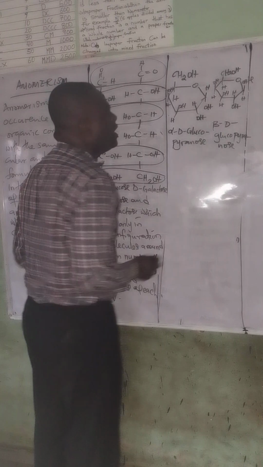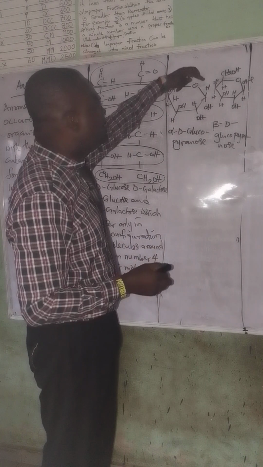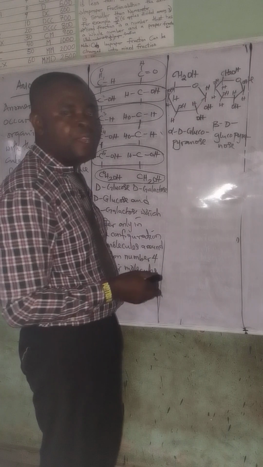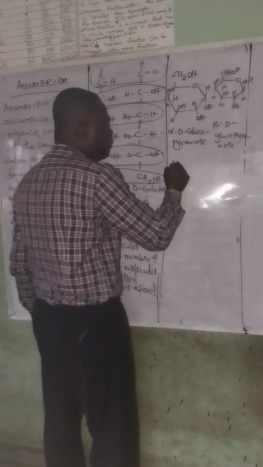So the two of them are anomers because they only differ in the arrangement around carbon number 1 here, which is the anomeric carbon atom. Then what are meso-form compounds?